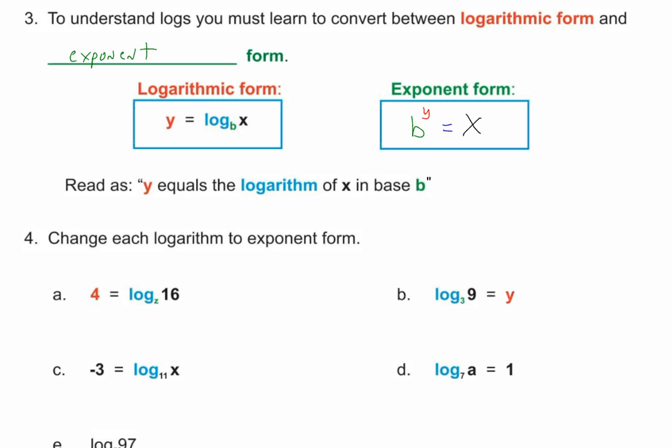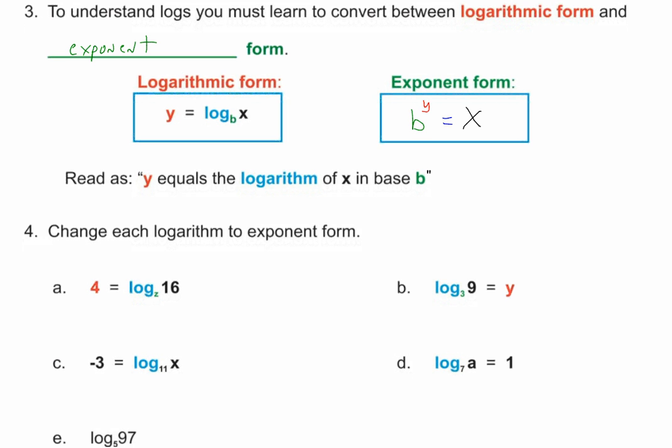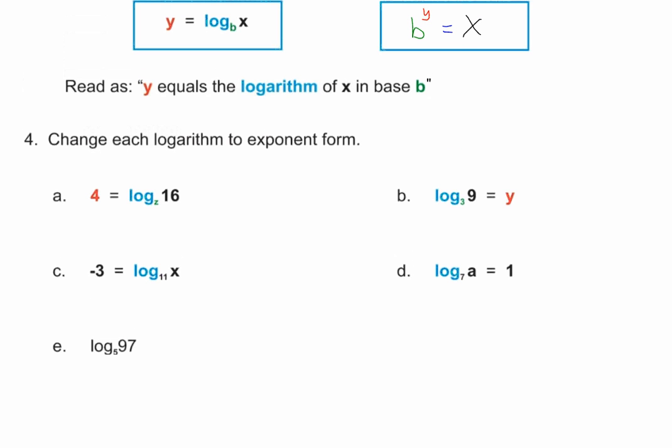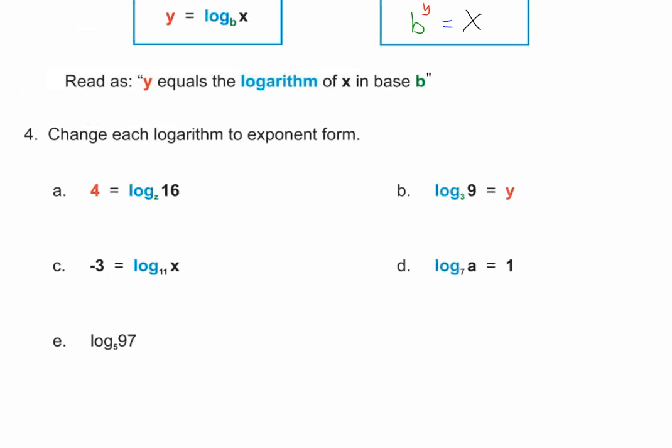All right, let's do some changing here. The first couple are color-coded, which should make life easy. I'm looking right here at A. 4 equals log of 16 in base z. Now, that doesn't mean anything to us. However, if we were to convert this to exponent form, it might begin to make some sense to us.